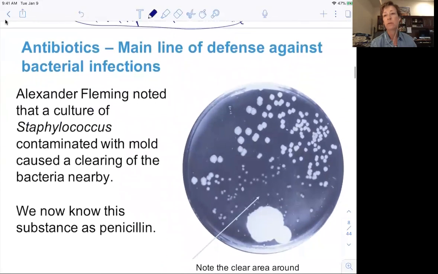So once we discovered that microbes cause disease, it was important then to think about ways to treat disease.